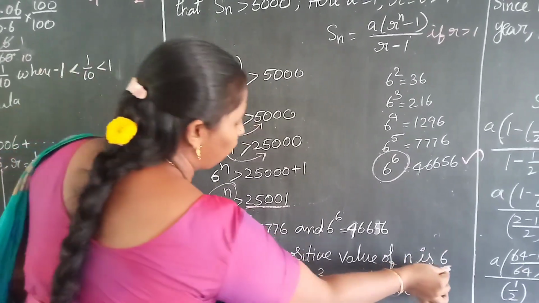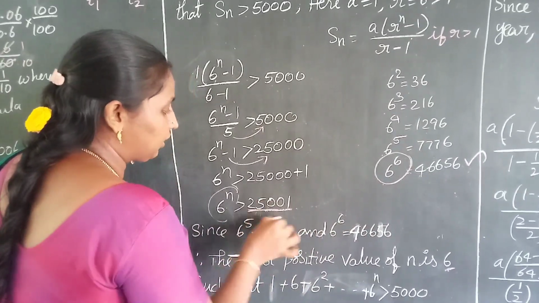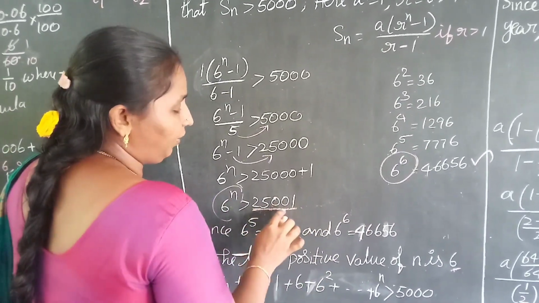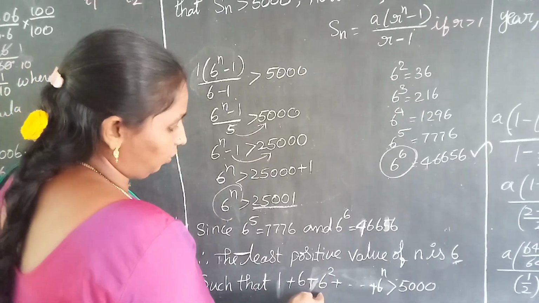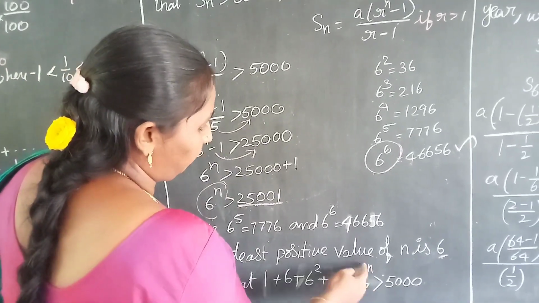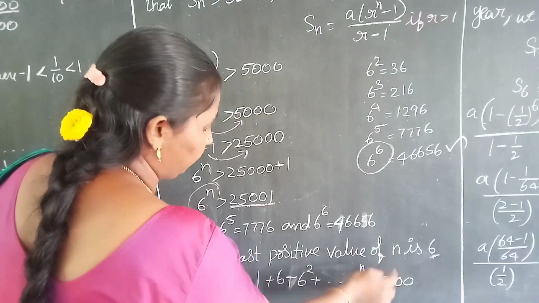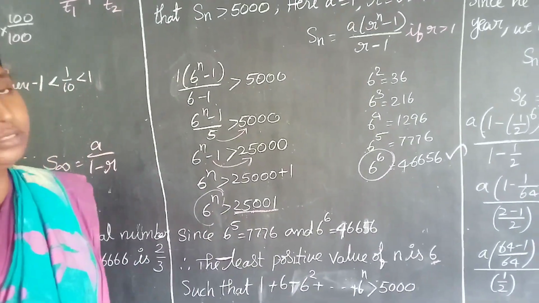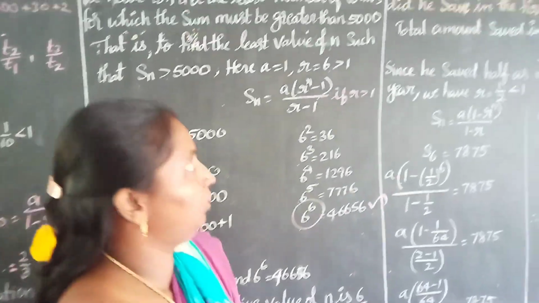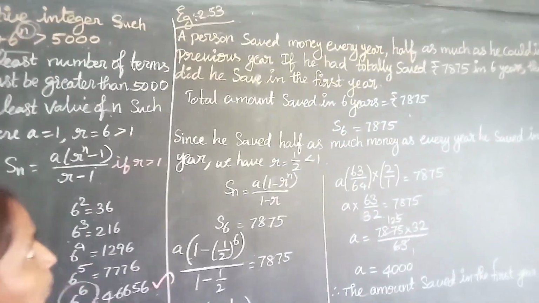So you understand why you are taking 6? Then only the sum will be greater than 25,001. So 1 plus 6 plus 6 square and so on plus 6 power n is greater than 5000. It will be like this now, the n value should be 6. So did you understand this? Move on to the next example.